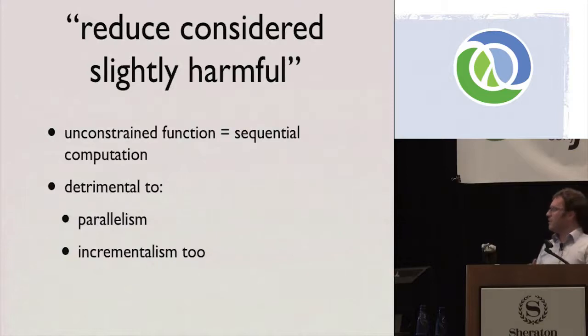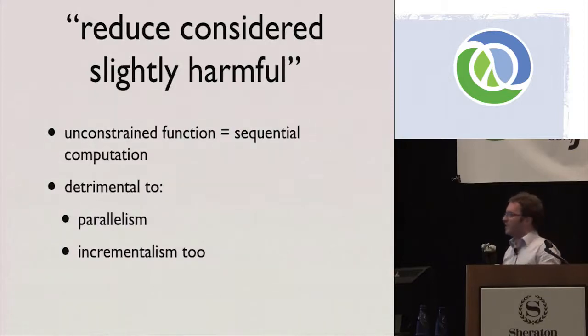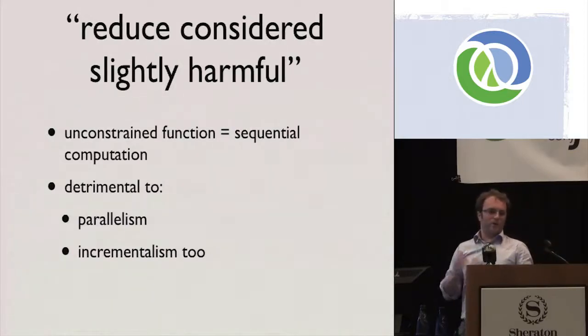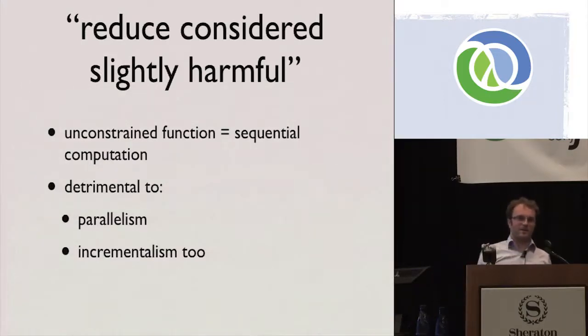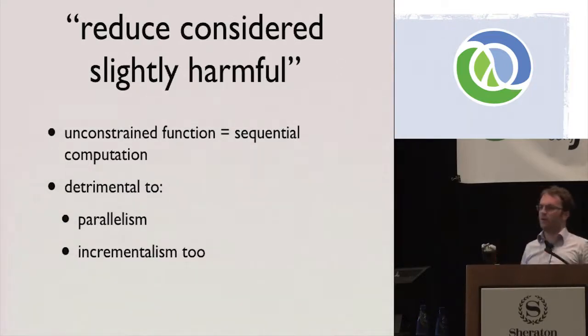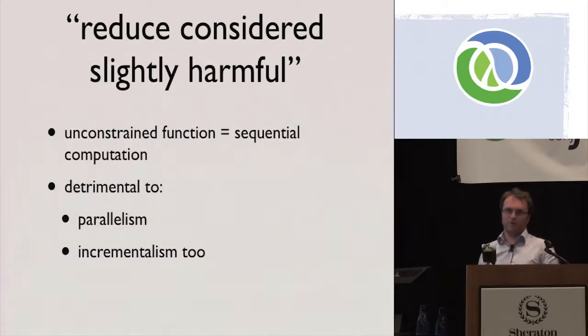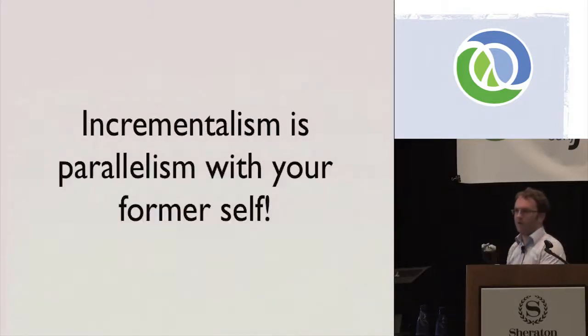So there's a famous talk by Guy Steele about reduce being considered slightly harmful. The problem with reduce is that it doesn't put enough constraints on the functions. Your function can be nearly anything. And if you want to have parallelism, for example, you are going to want to have an associative function. And for incrementalism, it's the same thing, because incrementalism is parallelism with your former self.